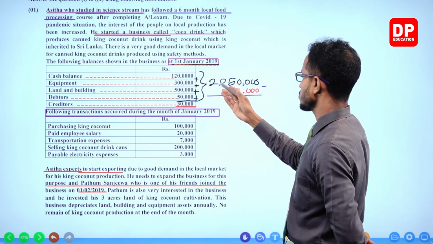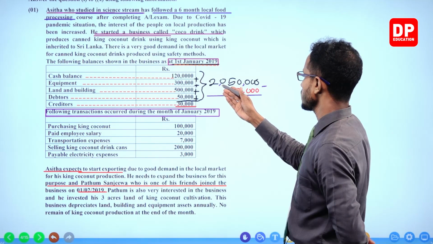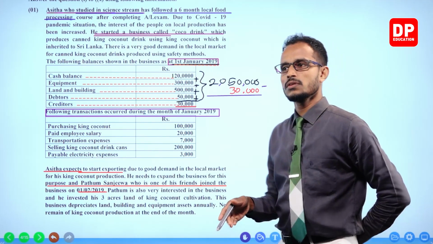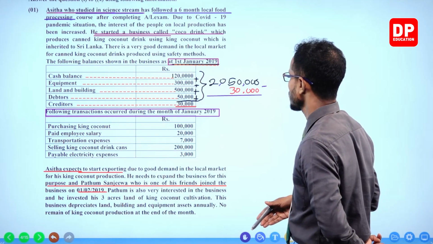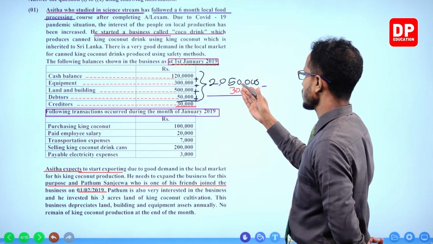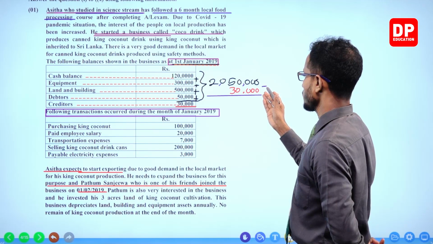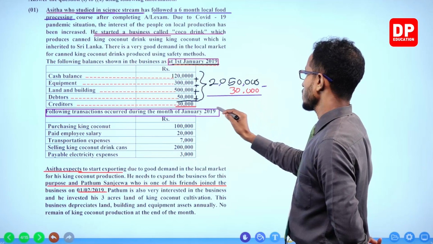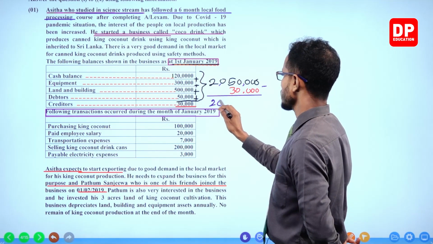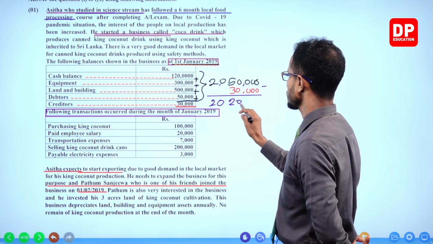It's 2 million 50,000. Yeah, 2 million 50,000. That means 20 lakhs 50,000. From that 20 lakhs 50,000 minus 30,000, your answer is 20 lakhs 20,000.